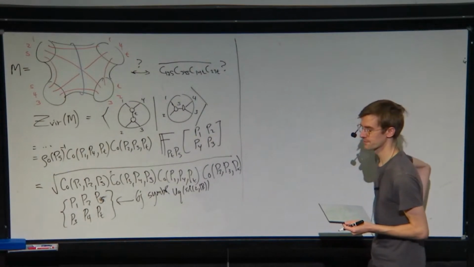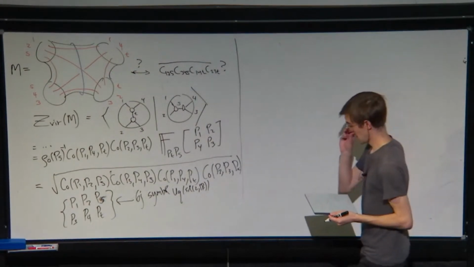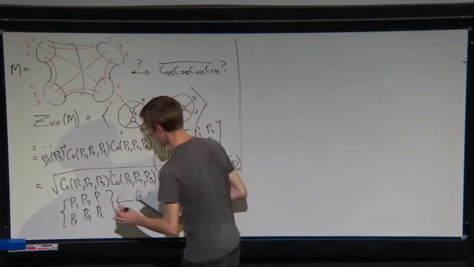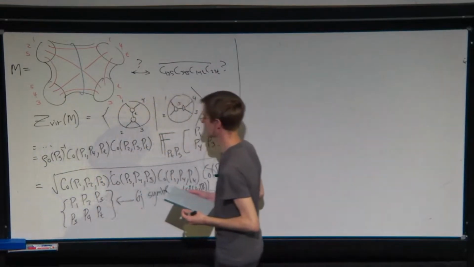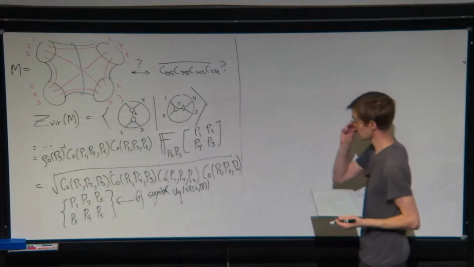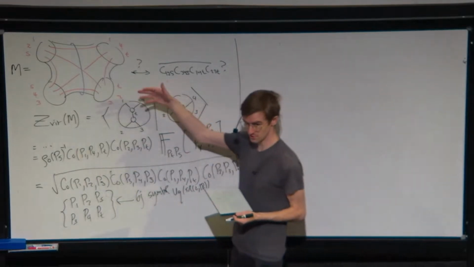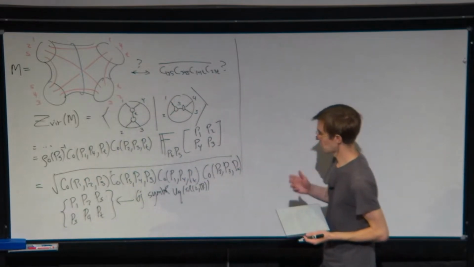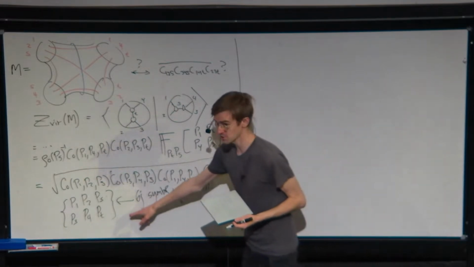Question, Pedro? Yeah, I have a naive question. So, what is the semi-classical limit of this expression? Yeah, very good. So you can take the semi-classical limit where you scale all the weights with c and take c to infinity. It's actually known that this 6J symbol exponentiates.